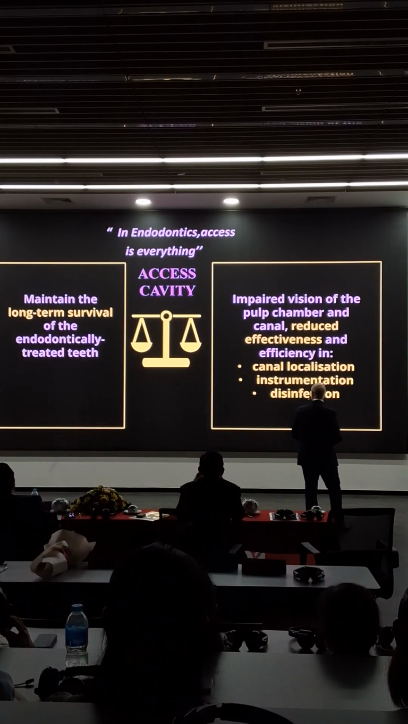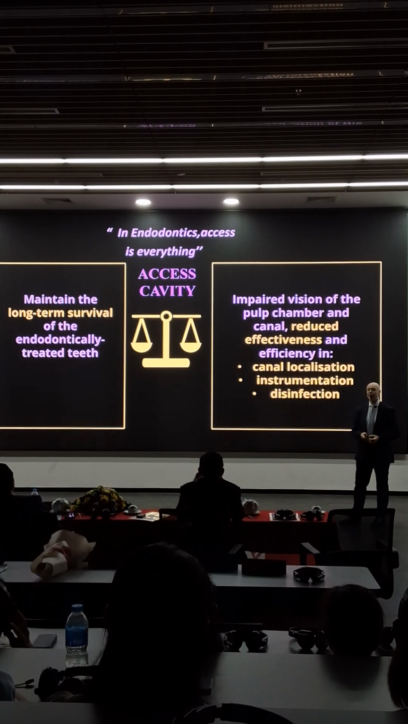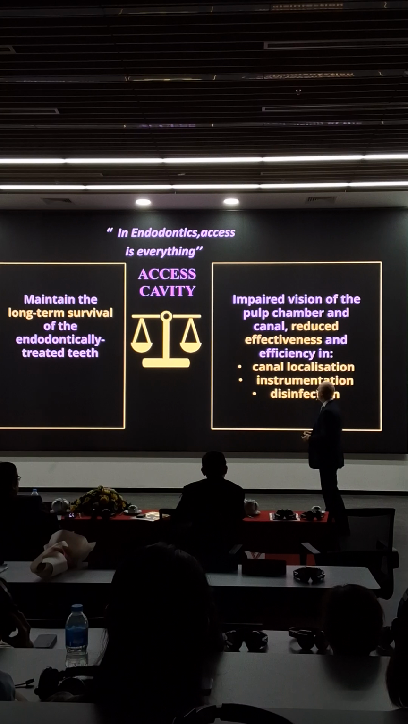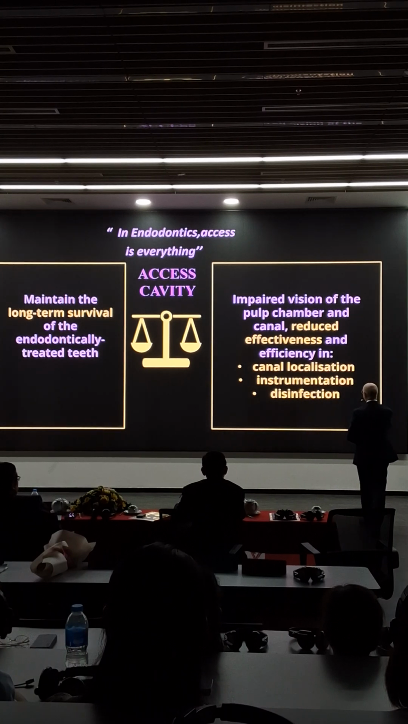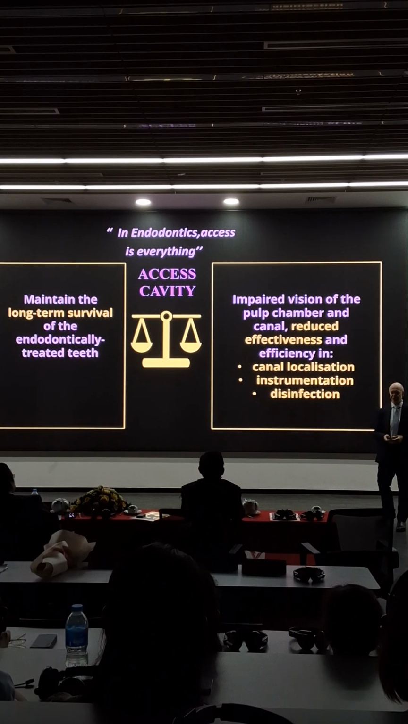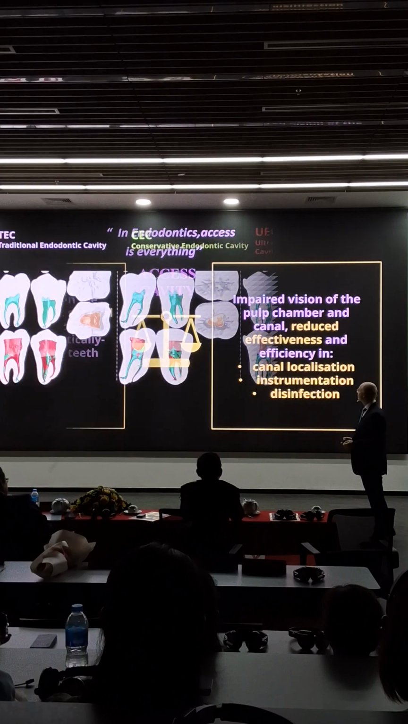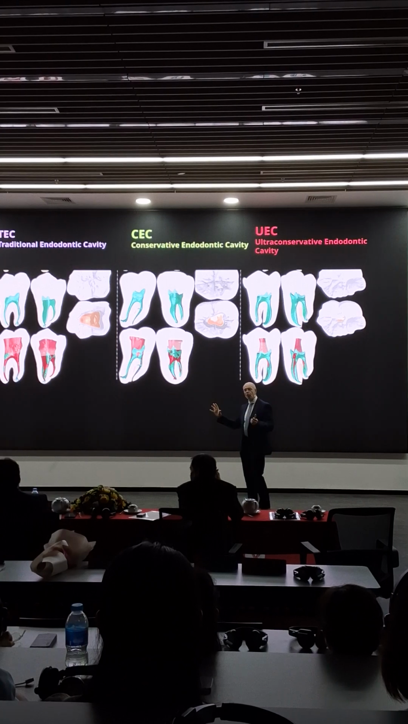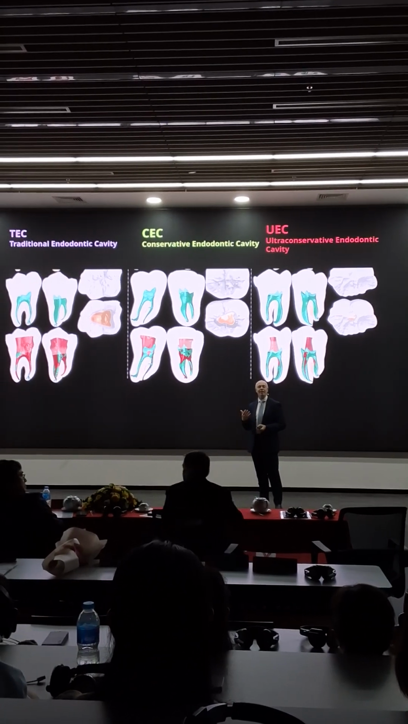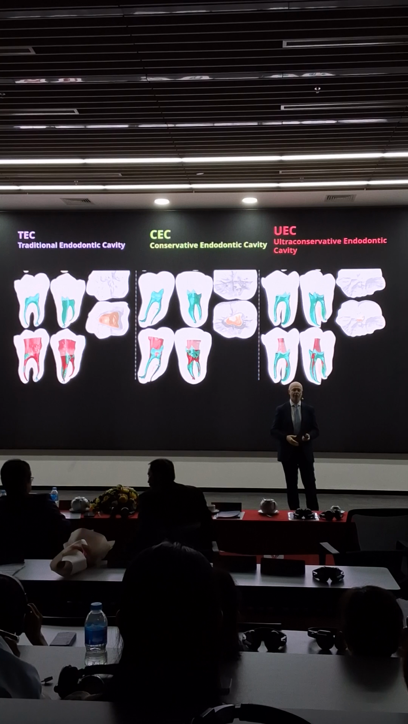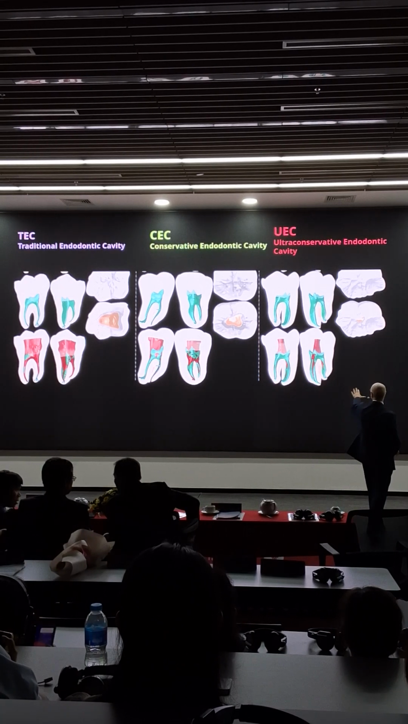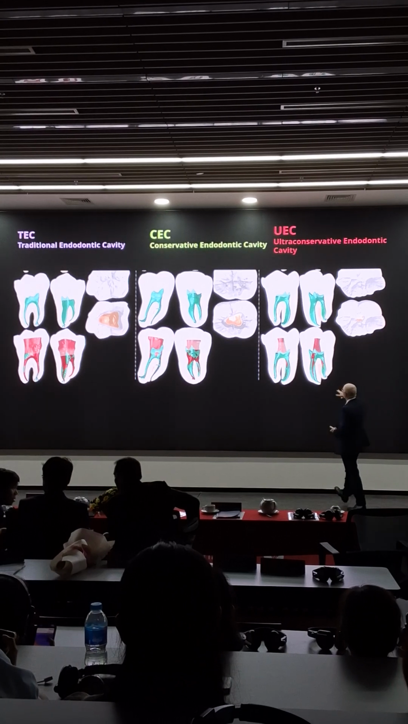So in fact, now we understand that you need the right balance. You need the right balance between the structure you will eliminate and the need to have correct access, to locate your canal, to have a good instrumentation, and a good disinfection. So it's why during these last 10-15 years, we move more and more to what we call minimally invasive endodontics, and what we call conservative access cavity, and even ultra-conservative access cavity, where you will not even remove the pulp chamber.